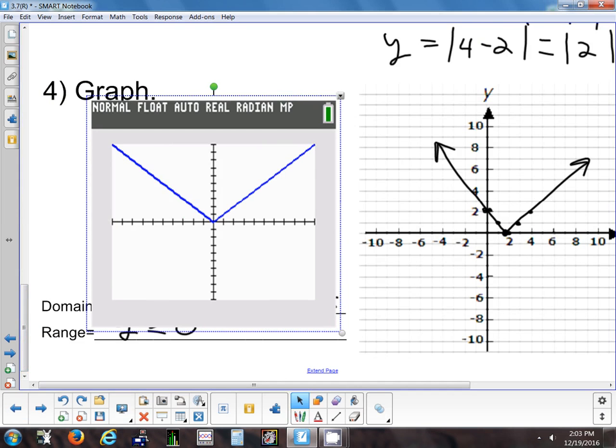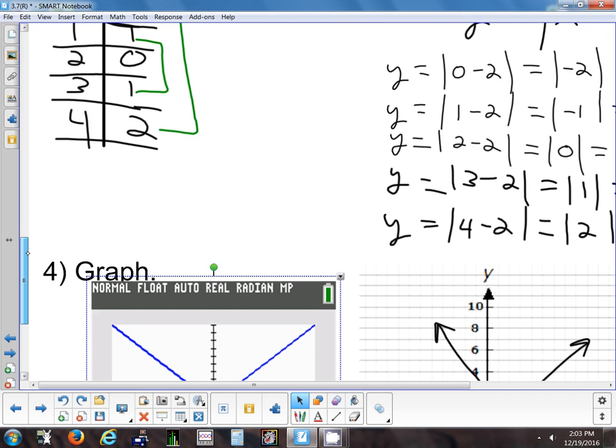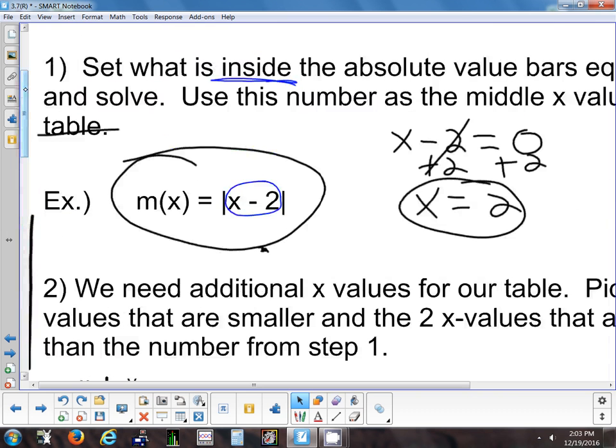So where did that 2 come from? It came from right there. So this number is a hint at where the vertex is going to be. It's a hint at where it'll be. So the vertex in this problem is at 2.